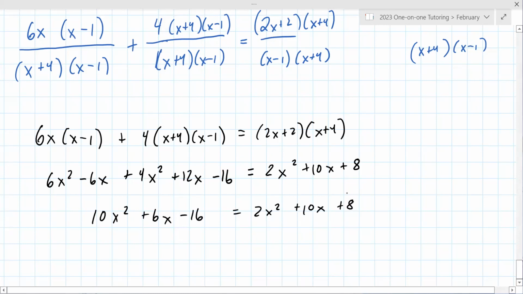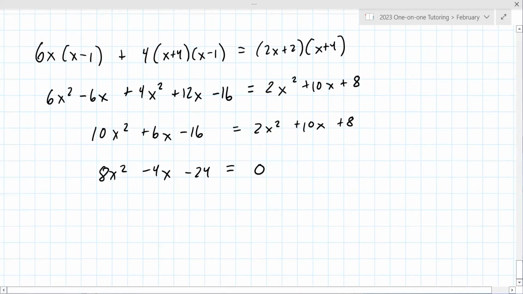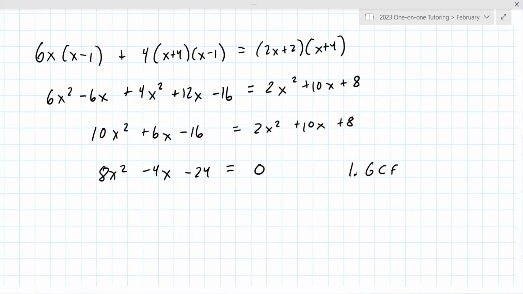And then you can start moving things. You get 8X squared minus 4X minus 24 equals 0. Is this where you multiply the 8 by the 24? You should always do a GCF first because it reduces the complexity of the problem. So there's a 4 that goes into all of these.